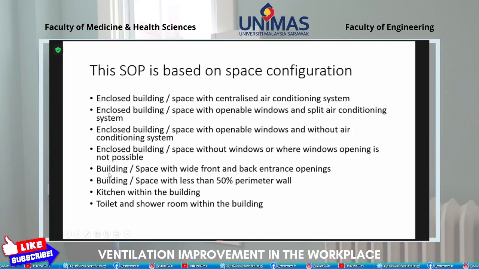And we have a lot of buildings or spaces with wide front and back entrance openings. We also have a building or space with less than 50% perimeter wall. Less than 50% perimeter wall is mainly like the corner lot coffee shops that you see all around in the city in Sarawak. For this type of configuration, basically we do not have an SOP because there is natural ventilation connected to the outside of the building. So we do not develop any SOP for this kind of building configuration. Then we have SOPs for kitchens within the building, as well as toilets and shower rooms within the building.